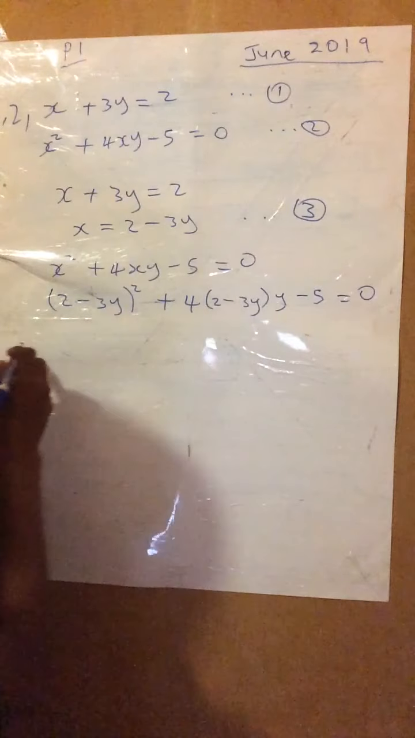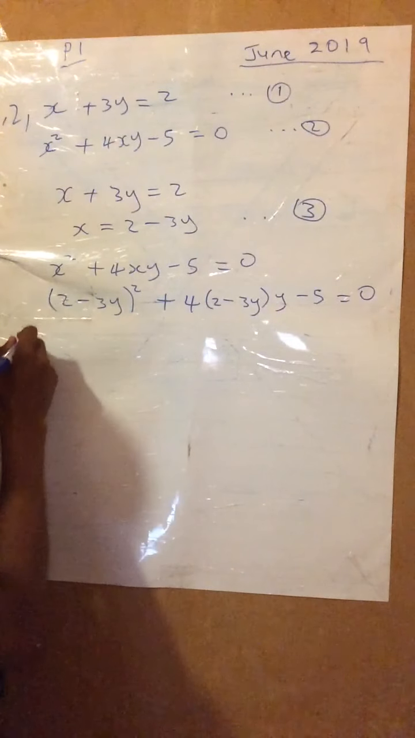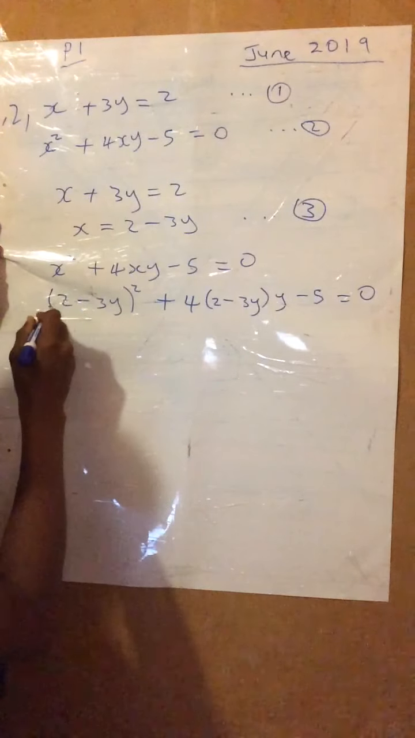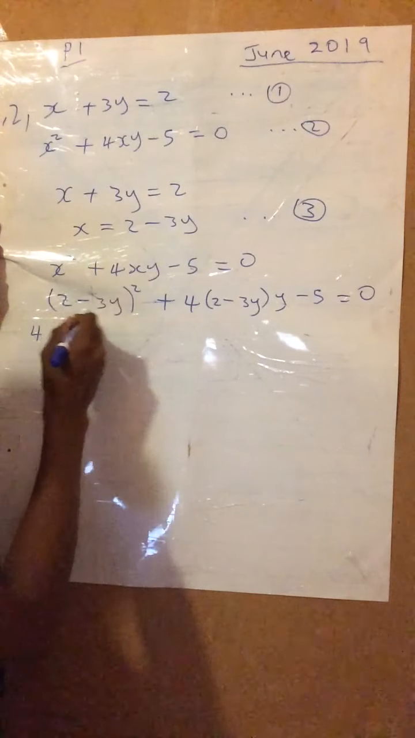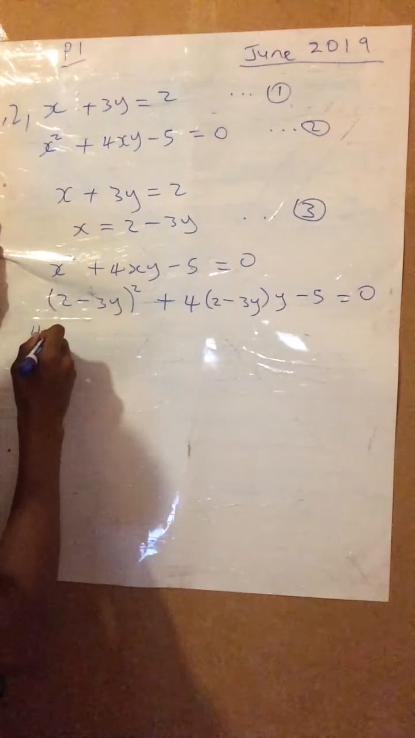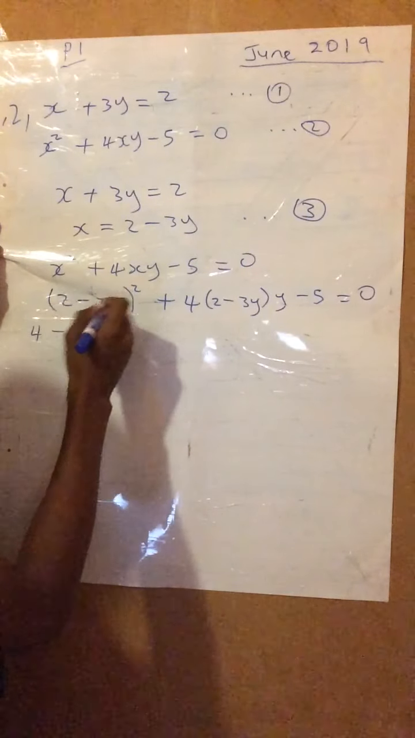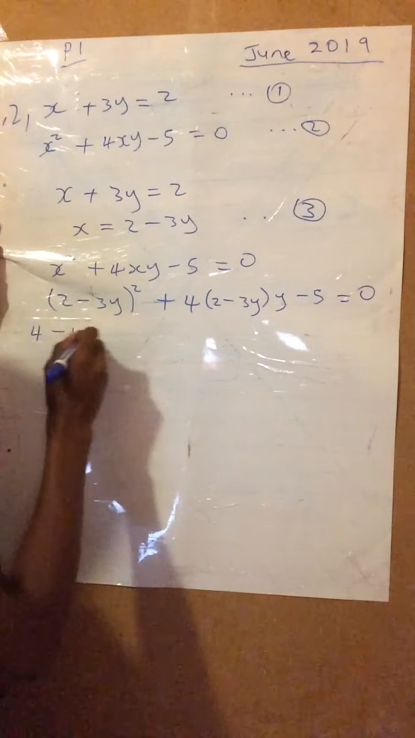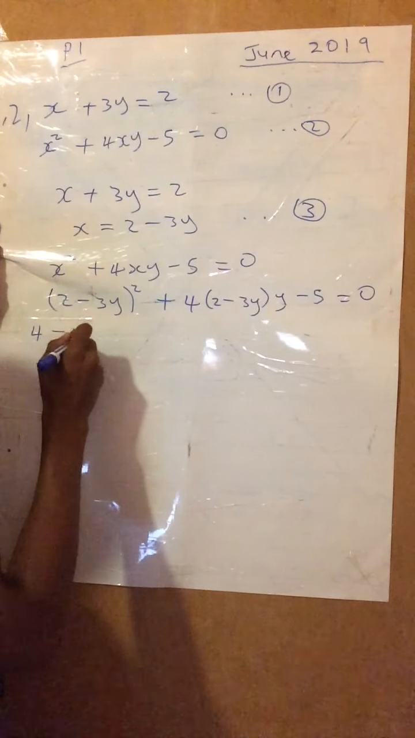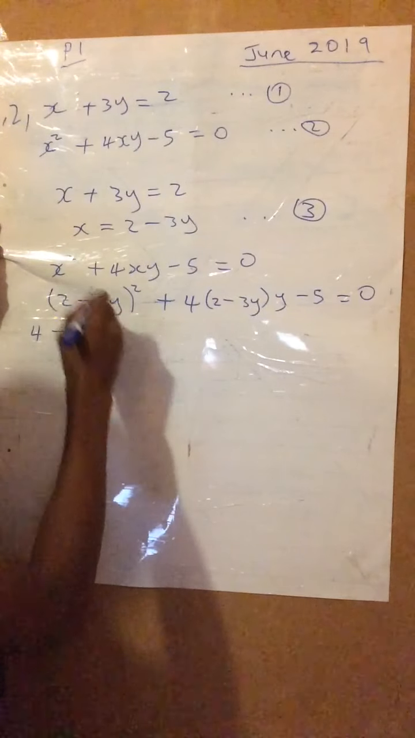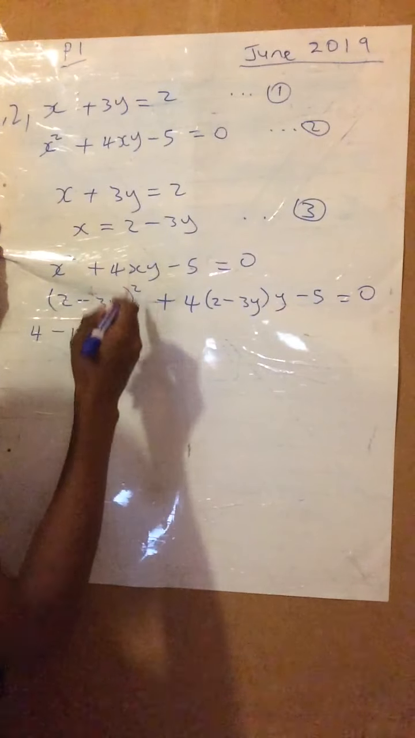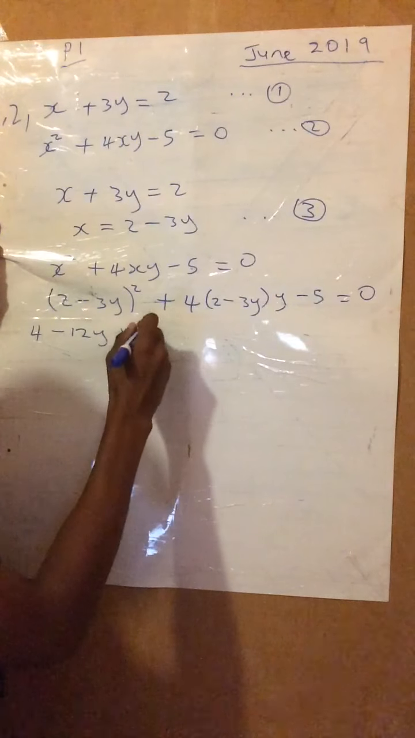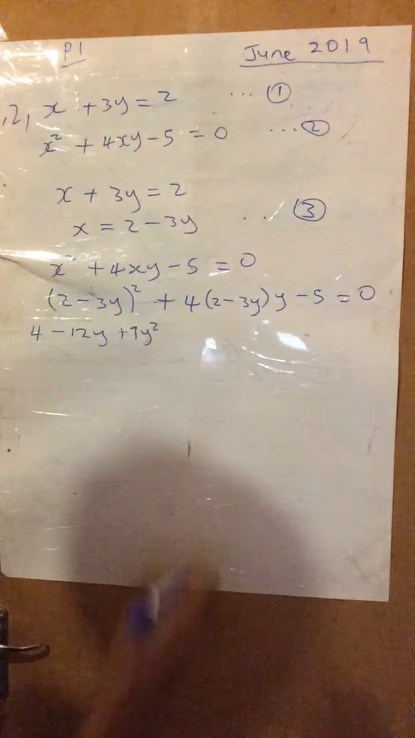Then we simply expand this. When we expand this, we'll find it's 2 squared, which is 4. Then 2 multiplied by 2 multiplied by negative 3y. So it's going to be 2 multiplied by 2, which is 4, multiplied by negative 3y, which is negative 12y. Then negative 3y all squared will be positive 9y squared, right?